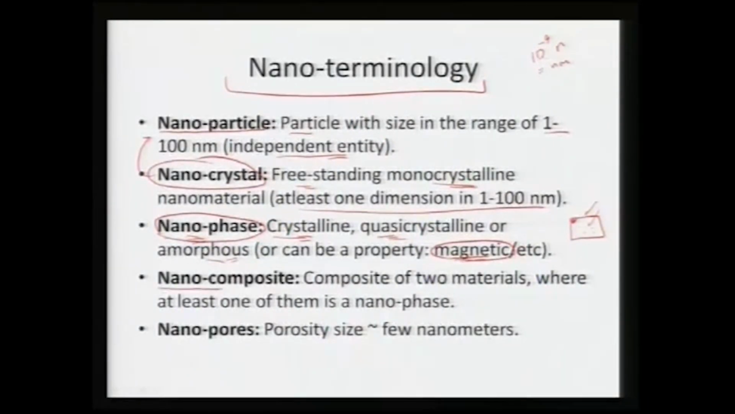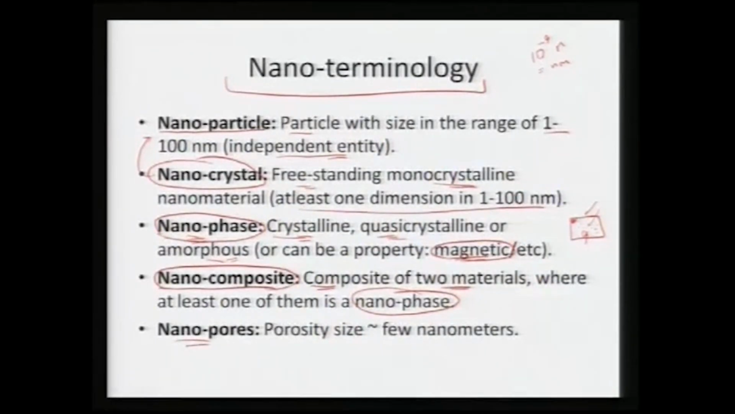Then we come to nanocomposite. A nanocomposite is a composite of two or more materials where at least one of them is in a nanophase. So, once we are talking about nanocomposite, at least one of the phases is nano. It means that the particular phase we are talking about is either crystalline, quasi-crystalline, amorphous, or has a certain property associated with it, and it exists in a mixture with some other matrix, or it can have multiple nanophase matrices. In that case we call them nanocomposite.